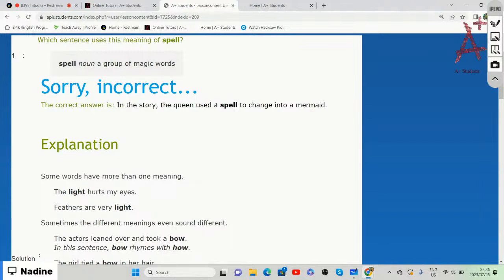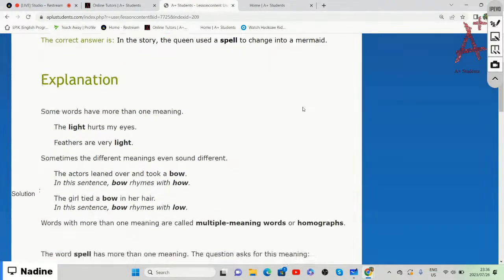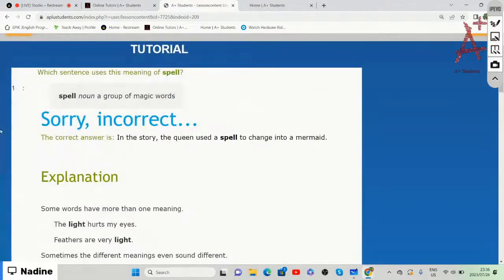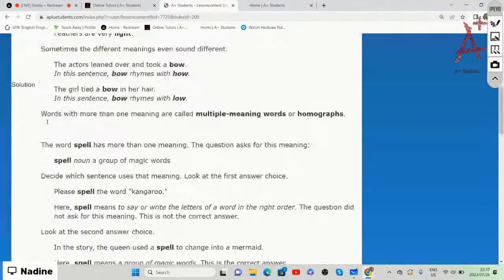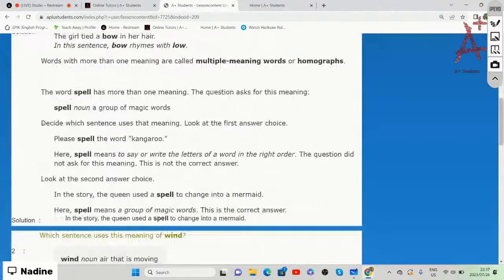Up until she had a certain time before she changed back into being, let's say, the maid, right? So that is what spell means, right? It's a group of magic words. So we have the word spell, and spell has multiple or different meanings, right?